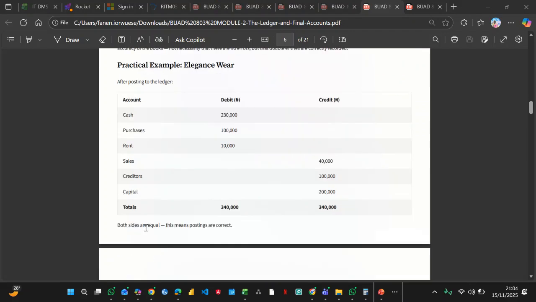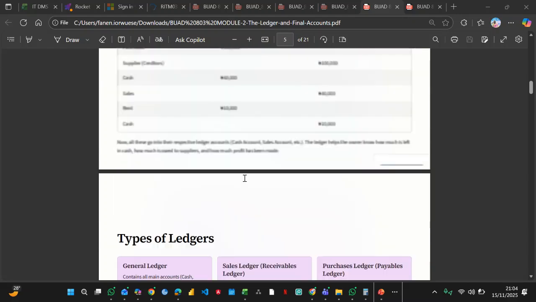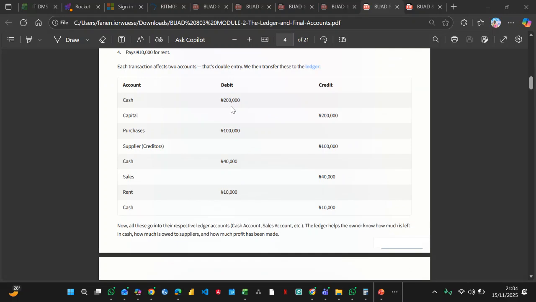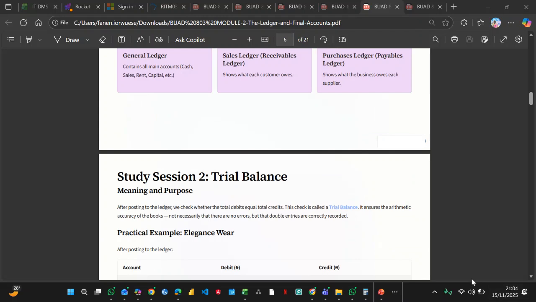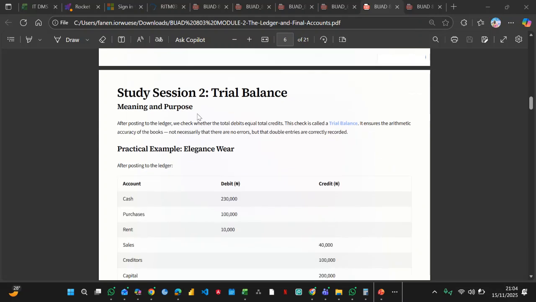Perfect. So the question you were asking: do you want to know why both sides are equal? Both sides being equal means postings are correct. If you notice, whatever we put here, we put here, and here. At the end of the day, if I add up this thing and it's not giving me the same as what is here, then I know there's an error somewhere, because what I have here is just the same as what I have here. Are we correct or not?